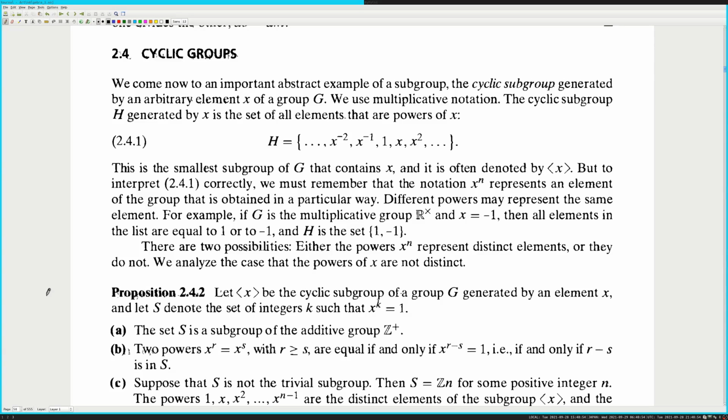Different powers may represent the same element. For instance, if G is the multiplicative group R star and x is -1, then all elements in the list are equal to 1 or to -1, and H is the set {1, -1}. There are two possibilities. Either the powers x to the n represent distinct elements, or they do not. We analyze the case where the powers of x are not distinct.